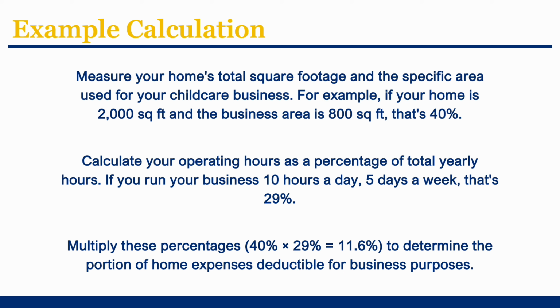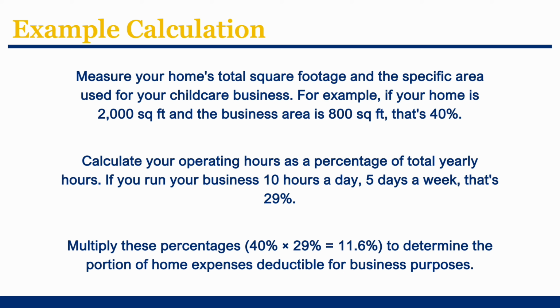The Measure app makes this quick and accurate. To calculate the space percentage, divide 800 by 2,000 to get 0.4 or 40%. Then, consider your operating hours. Let's say you run your childcare business 10 hours a day, 5 days a week. Calculate the time percentage by dividing the total business hours in a year by the total hours in a year, which equals 0.29 or 29%.